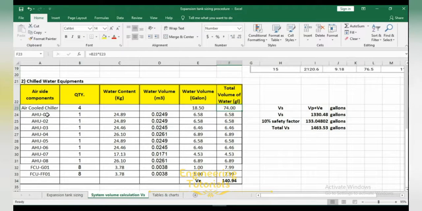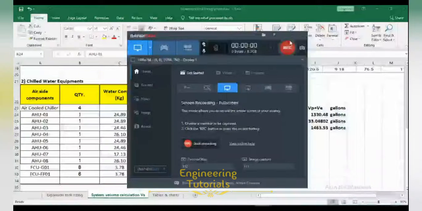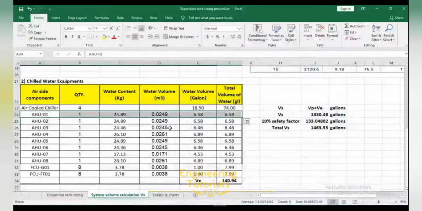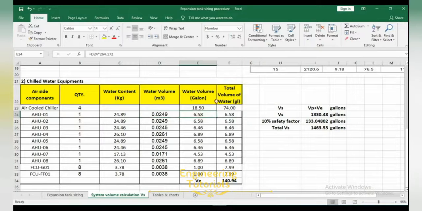So now we have the air handling unit. We need to write the water content in kgs and cubic meter, and then convert this into gallons to get the total volume in gallons. Let's say we have an air handling unit with a water content of 24.89 kgs. You need to convert this into cubic meter by dividing by 1000. Next, we need to convert this into gallons.